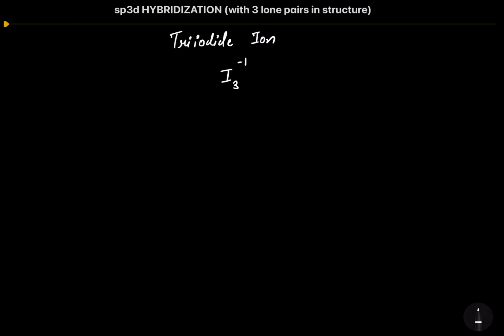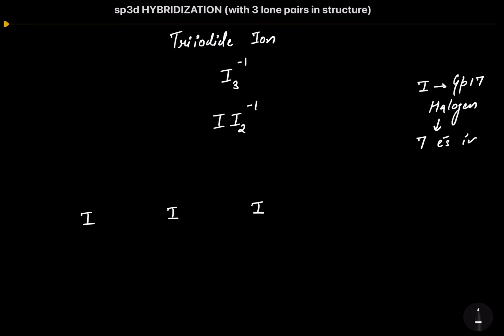For simplicity, we can write I3 1 negative to be I2 1 negative. Let's make the Lewis structure of tri-iodide ion. That's our first iodine, the second iodine, and the third iodine. Firstly, the iodine belongs to the group number 17 of the periodic table. That means iodine is halogen and it must have 7 electrons in its valence shell.